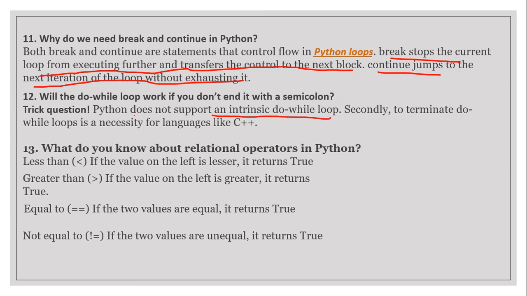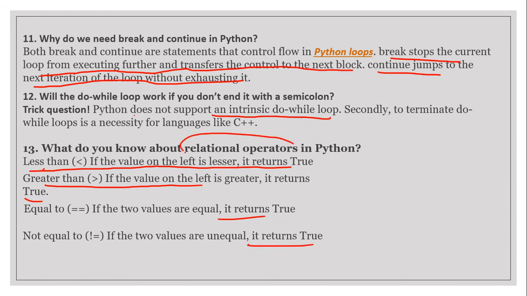Next, what do you know about relational operators in Python? Less than: if the value on the left is lesser, it returns true. Greater than: if the value on the left is greater, it returns true. Equal: if two values are equal, it returns true. Not equal to: if two values are unequal, it returns true. So these are the relational operators. Basically we use them in checking conditions. These operators help us evaluate conditions.